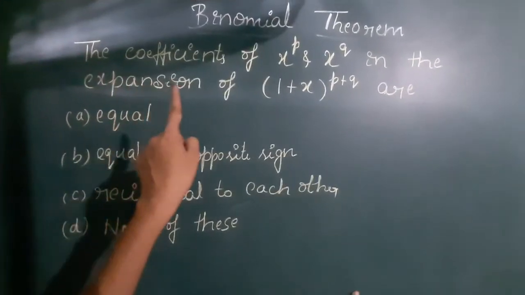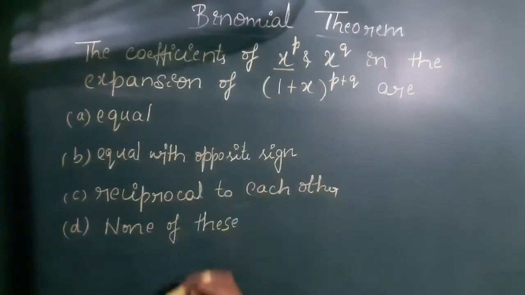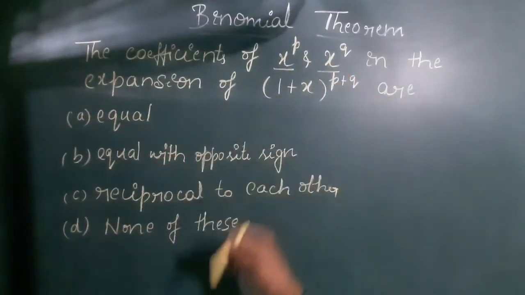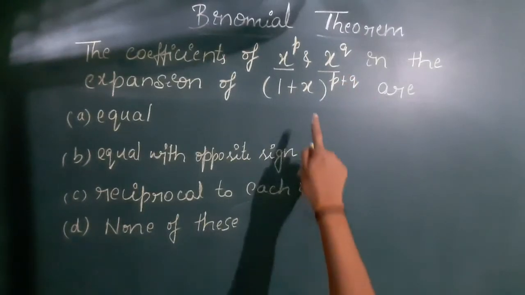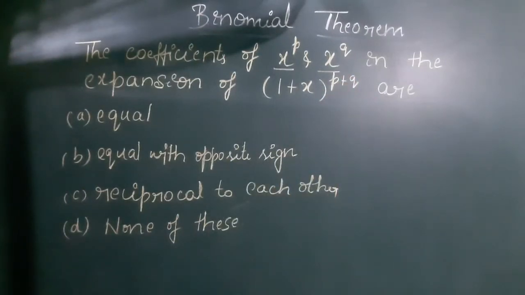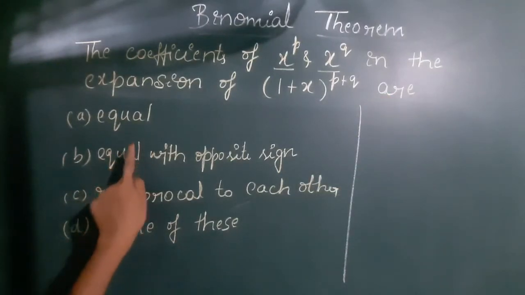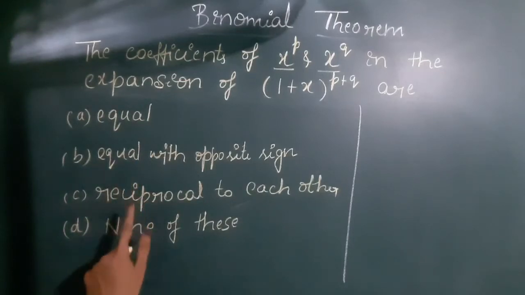Question. The coefficients of x to the power p and x to the power q in the expansion of (1 plus x) whole to the power p plus q are. Simple problem. Actually, you can try this problem. So options are given. A: coefficients are equal. B: equal with opposite sign. Option C is reciprocal to each other. D is none of these.